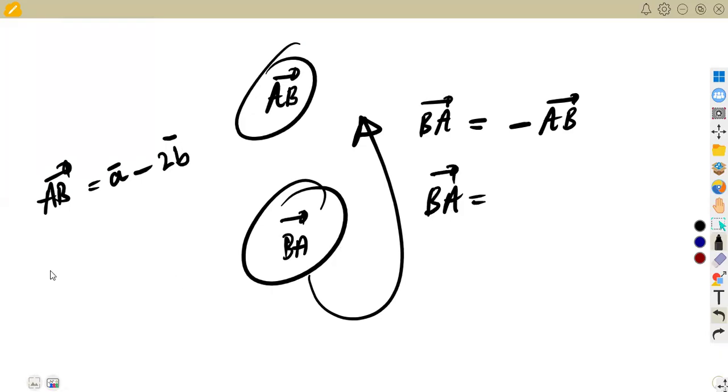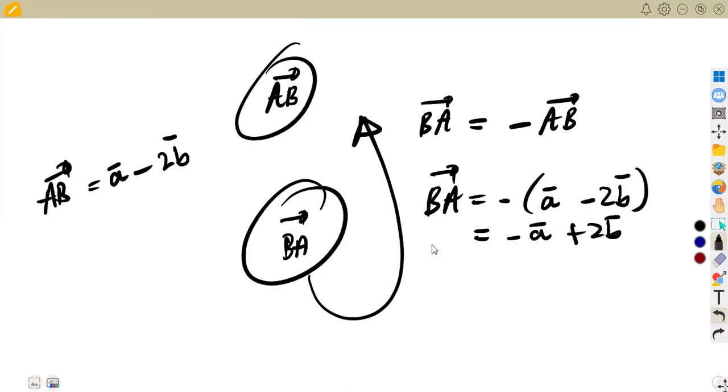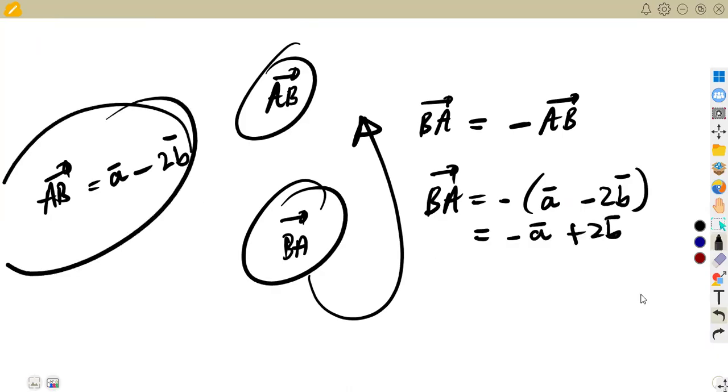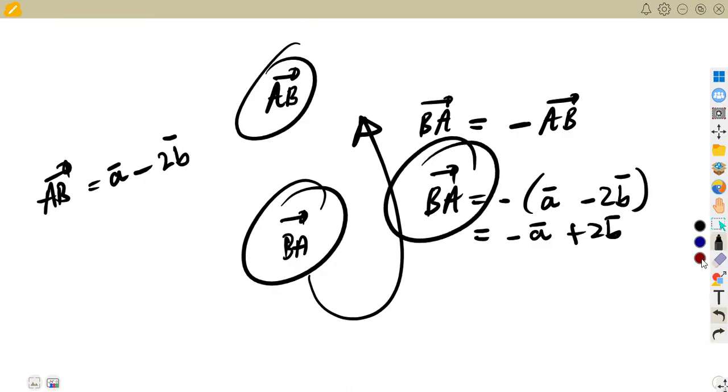You do not need a diagram for that. You're supposed to know this concept. I'm given AB. Now I'm finding BA, the opposite. I just have to multiply by what? A minus. Whatever I'm having here, multiply by a minus. A minus 2B, everything by a minus. So this will give us minus A plus 2B. So from vector AB, I can find vector BA.